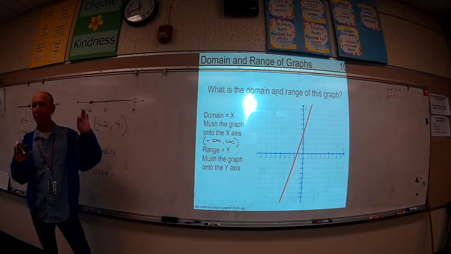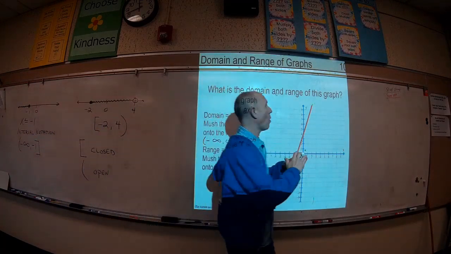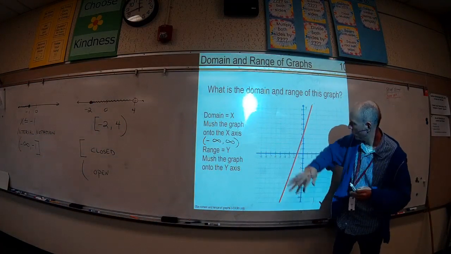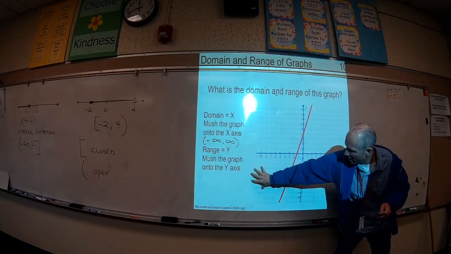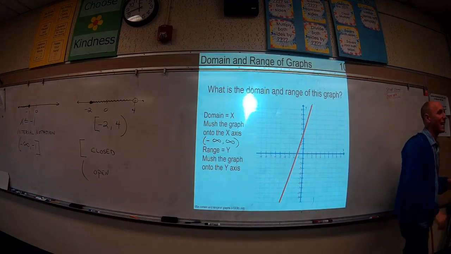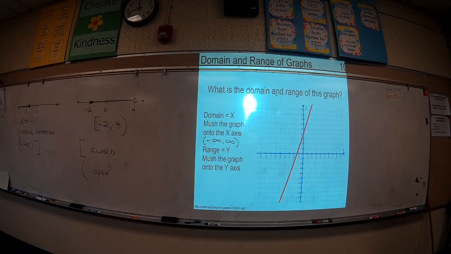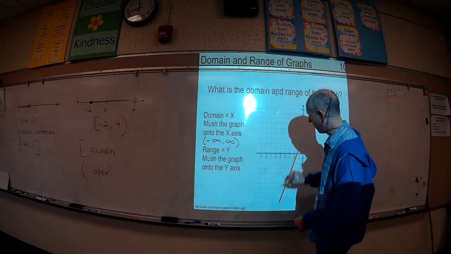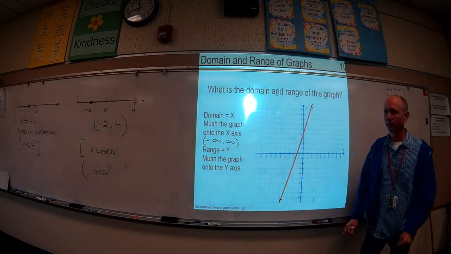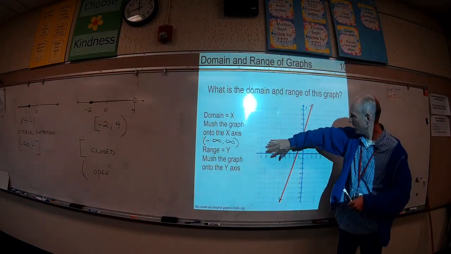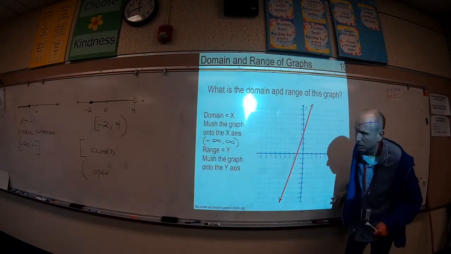Now, I'm blowing it with a fan onto the y-axis. I'm mushing it this way, I'm mushing it this way. I'm smearing the paint this way, this way. How much of the y-axis is going to be covered? This is your range. Not infinite. Wait, is the line going both ways? Yes, this line keeps going forever in both directions. When I smear it this way, I smear it this way.